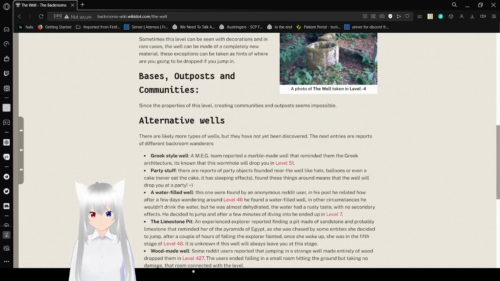Bases, outposts, and communities. Because of the properties of this level, creating communities and outposts seems impossible. Hard to create them while falling, you know?